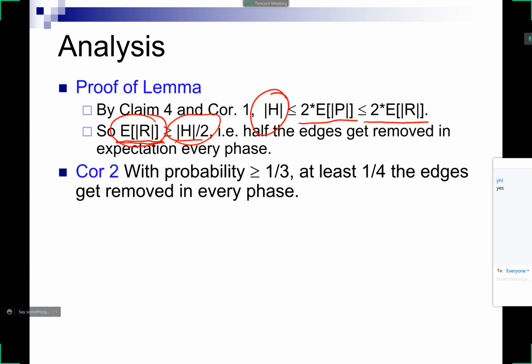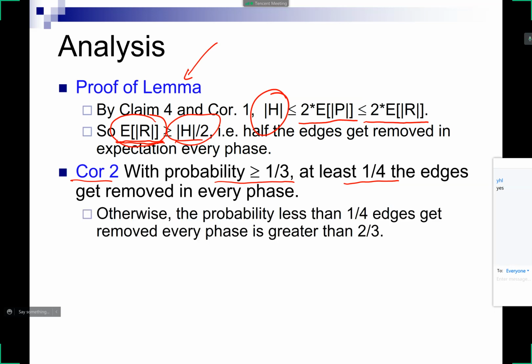Okay, so let's do that. We're going to show that the entire algorithm terminates in a logarithmic number of rounds with high probability. To do that, we need one more corollary, which is that, with probability at least 1/3, we take out at least 1/4 of the edges in every phase. The lemma says that in each phase, you take out half the edges in expectation, but it doesn't tell you what the probability of taking out half the edges is. Now we're saying that with probability at least 1/3, you take out 1/4 of the edges in each phase.